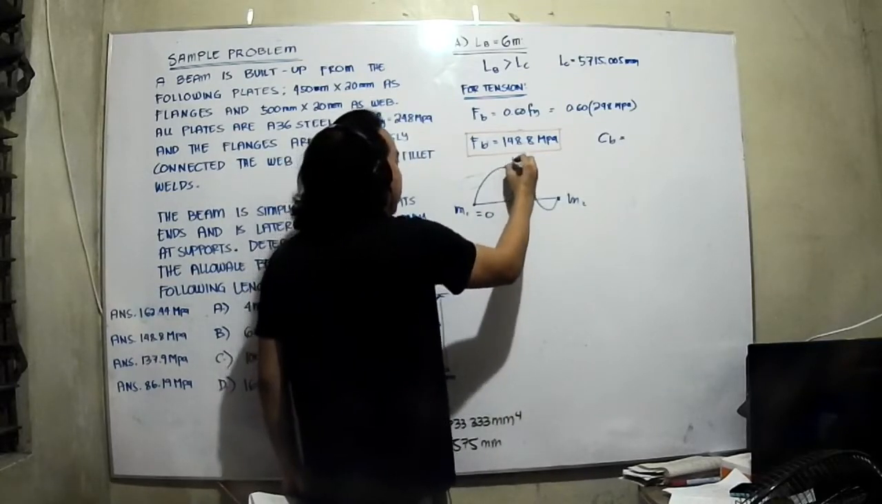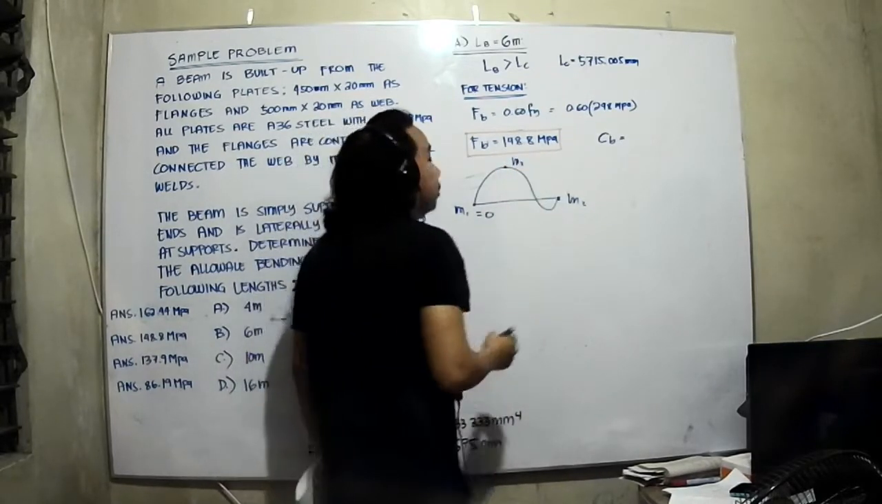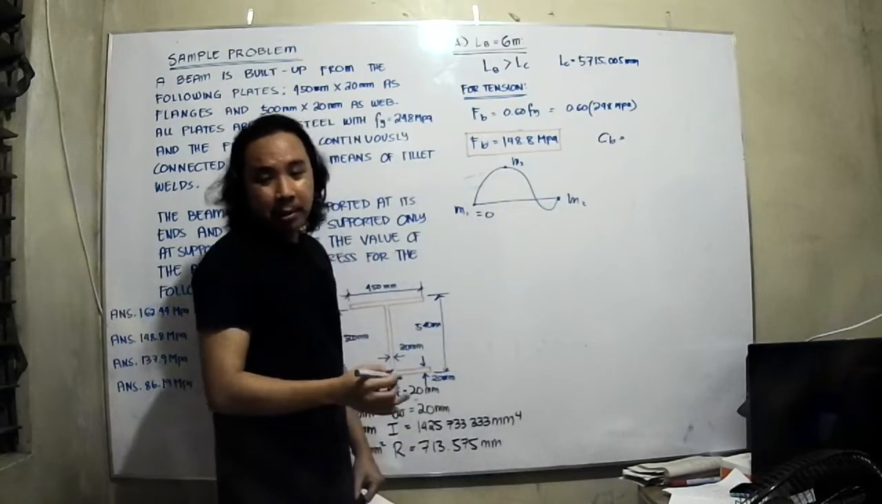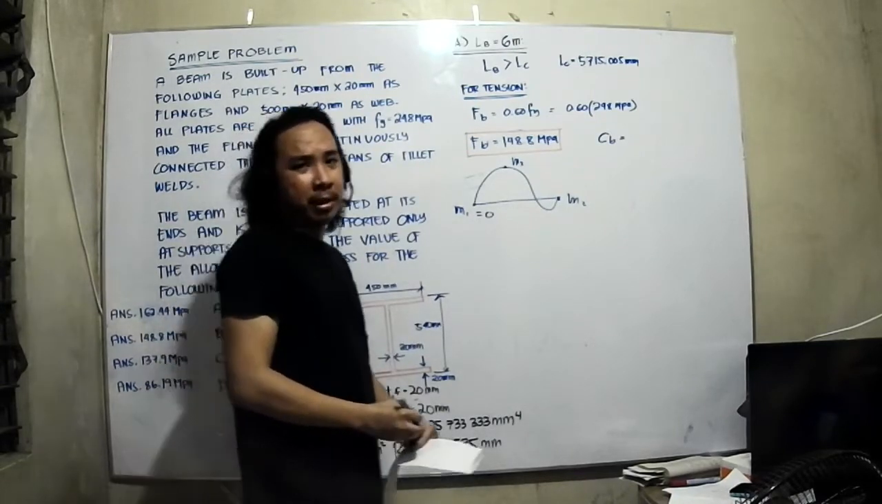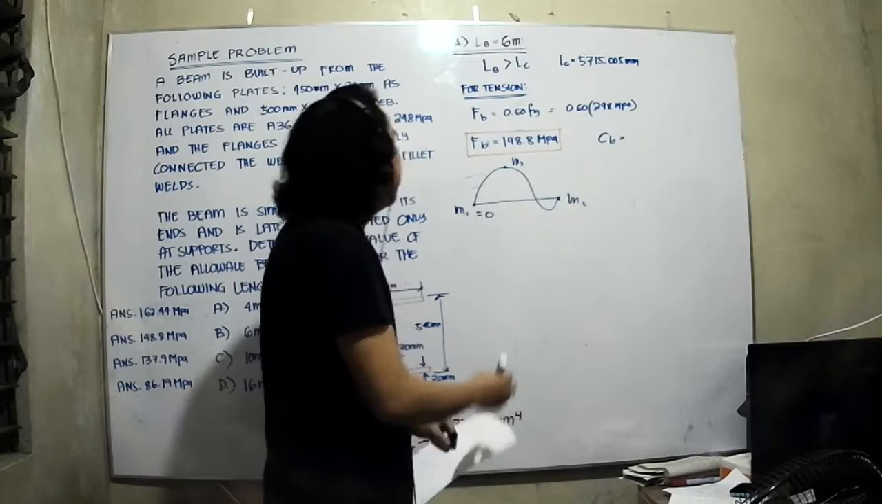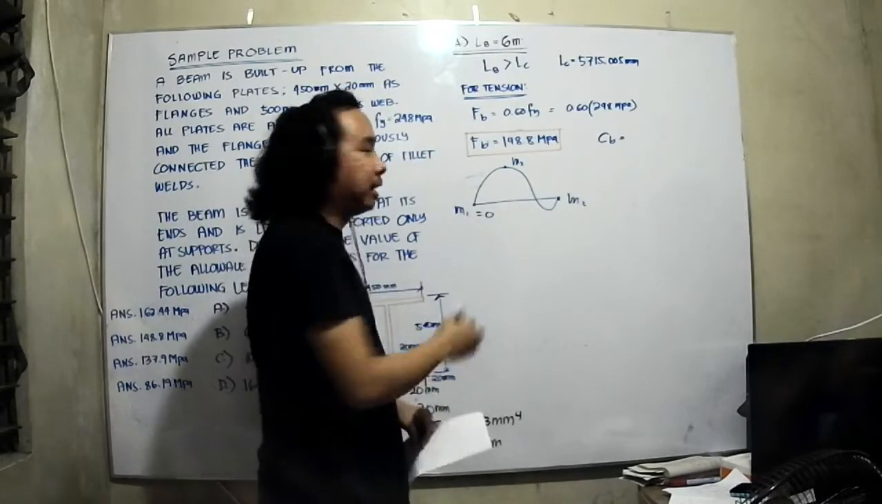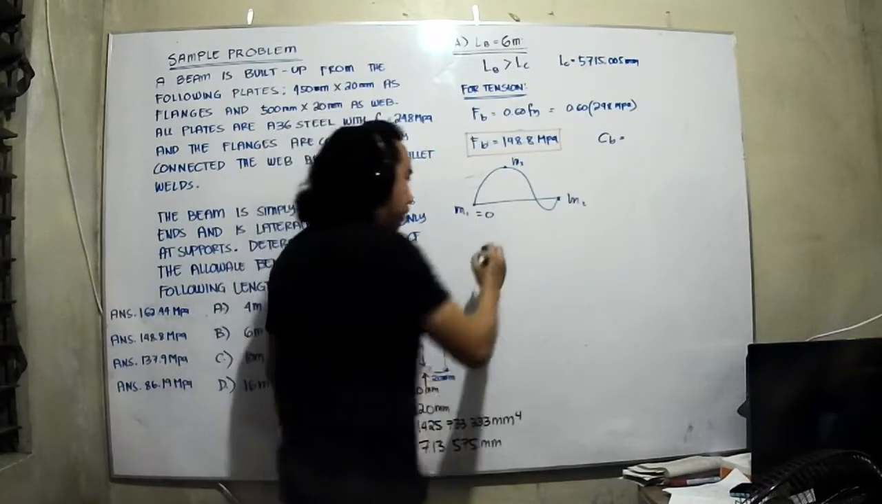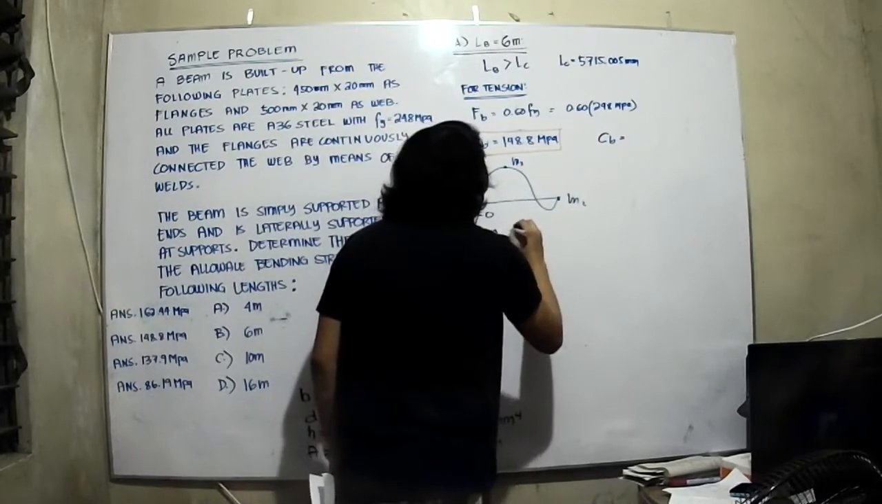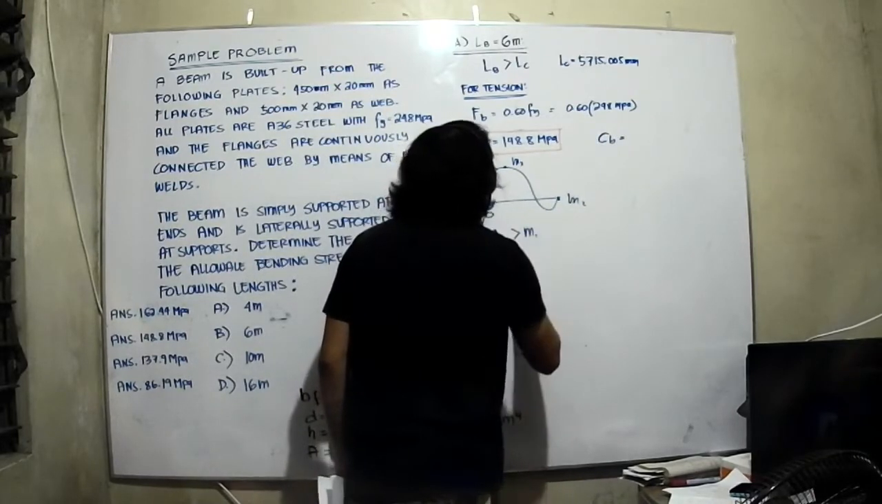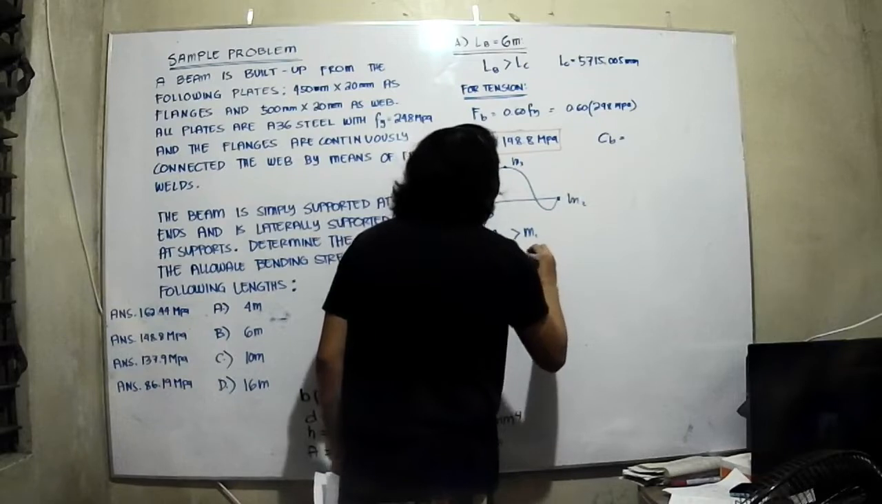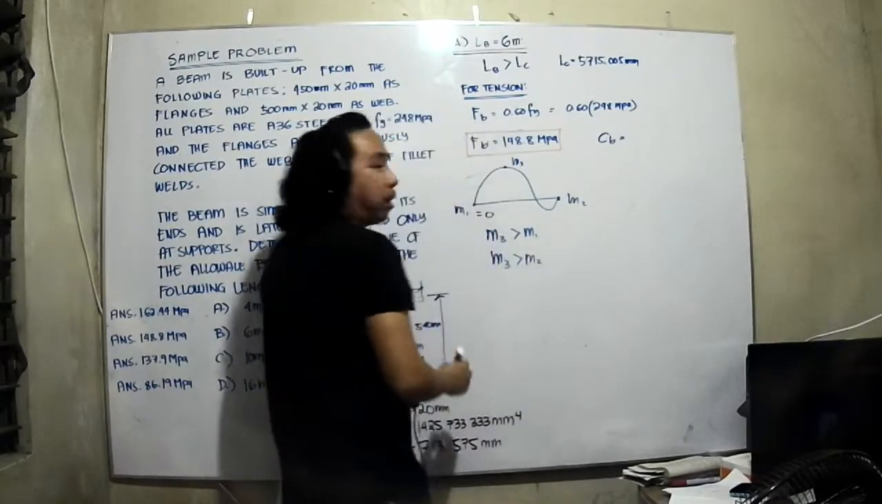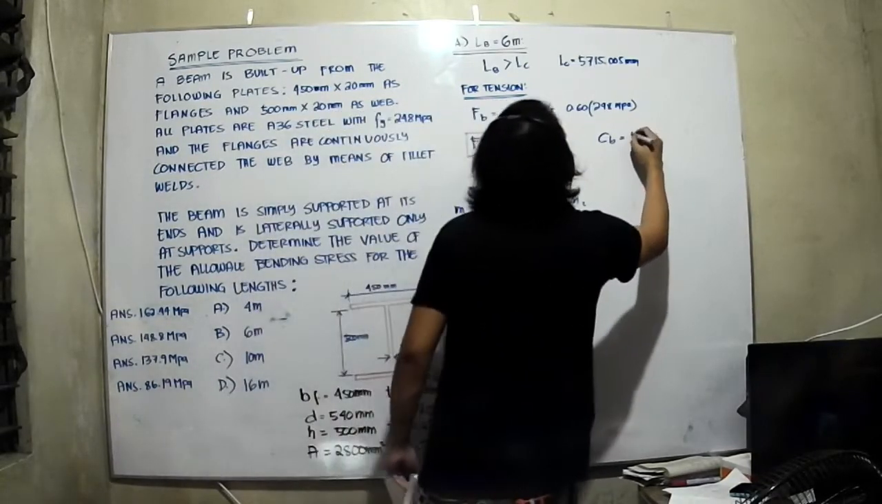Our M3 here is equal to something else, something worth more than 0. So our M3 is greater than M1 and M2. M3 is greater than M1, M3 is greater than M2. Therefore, our CB should be equal to 1.0.